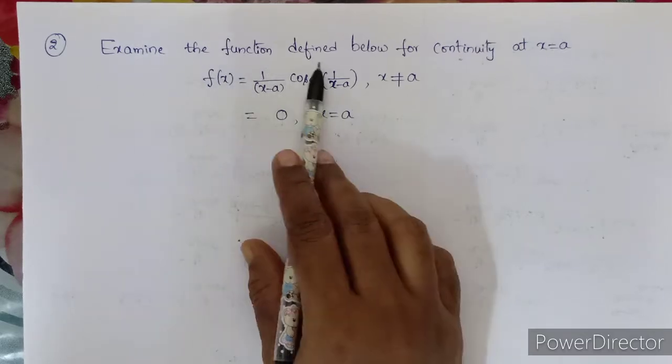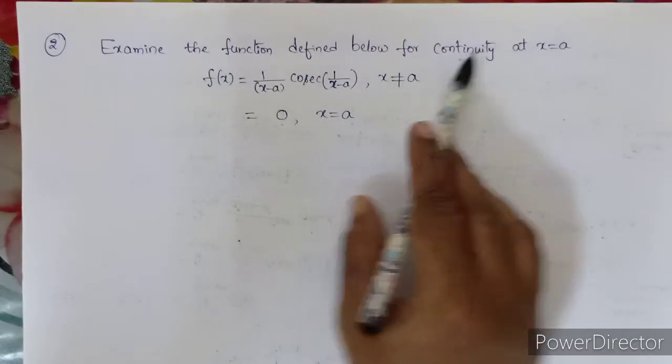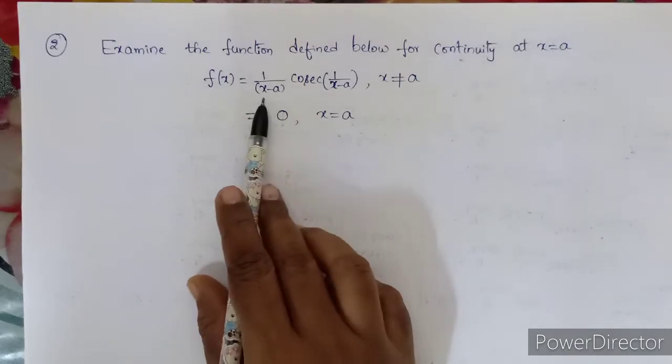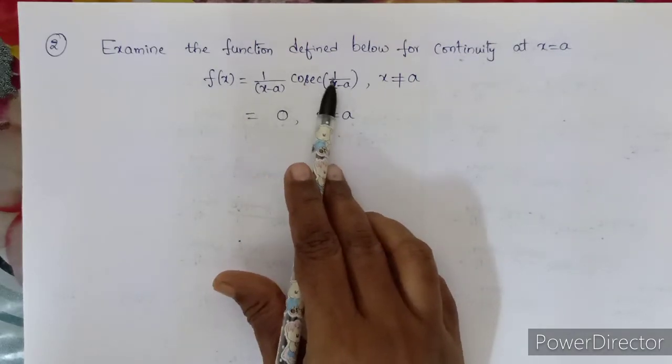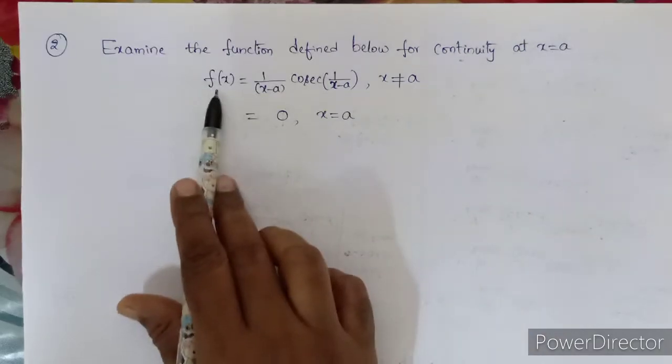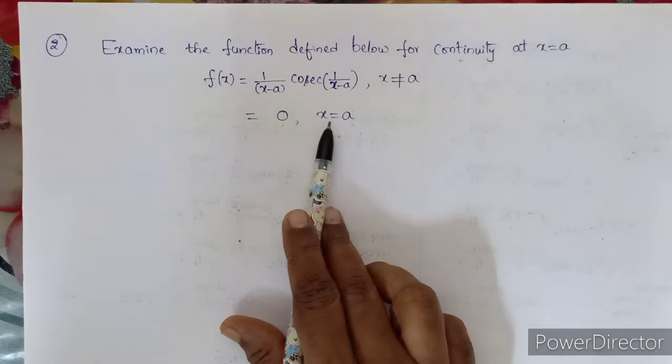Examine the function defined below for continuity at x is equal to a. F of x is equal to 1 by x minus a cosecant of 1 by x minus a when x is not equal to a. F of x equal to 0 when x is equal to a.